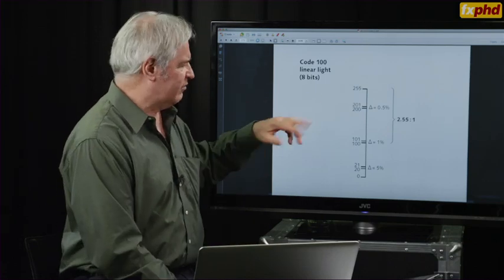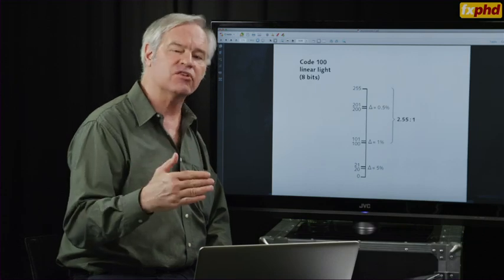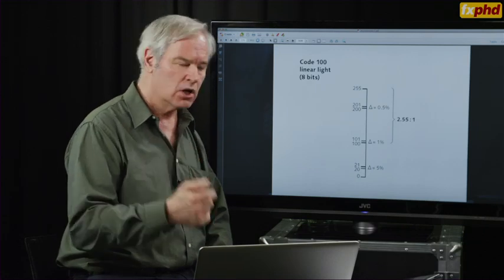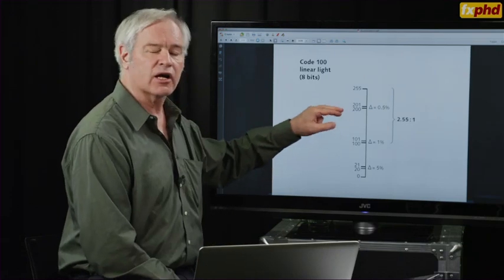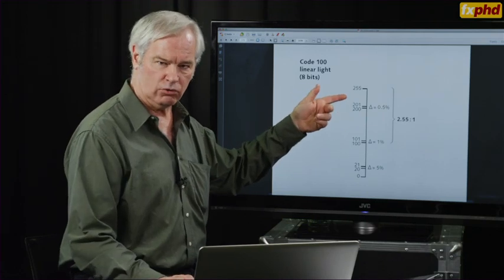And I'll exemplify that by code 200, where if you imagine the shift to the next higher level, 201, the ratio between those is 0.5%. Nobody can see it. You might as well go directly to code 202. So above code 100, the code levels start becoming wasteful for human perceptual purposes.